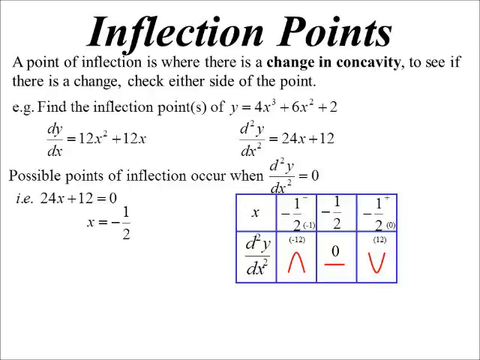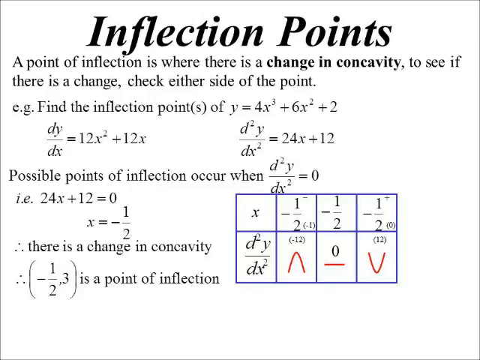So sad. What's happening on the right-hand side? I'll use the point 0. Turns out to be positive 12. So yes, indeed, concavity has changed. There is a change in concavity. Now it's important that you write that down, because just drawing up a table of values isn't really showing you what a point of inflection is. So it's important you draw a conclusion from what you've done. And the conclusion is, yes, there is a change in concavity. So therefore, minus a half is indeed a point of inflection.